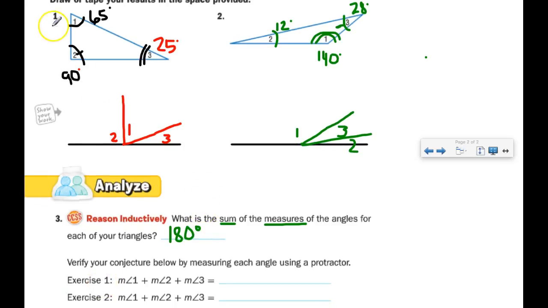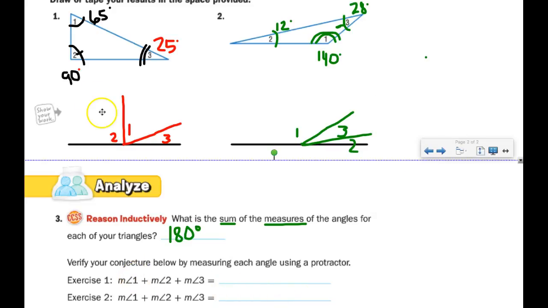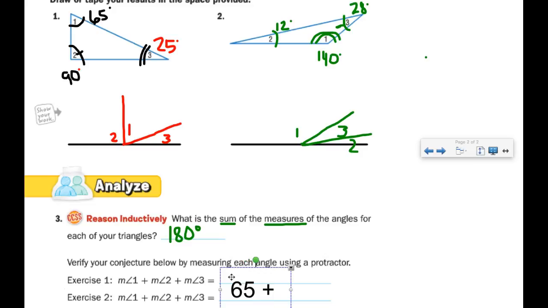So now here's where you really need to correspond the correct measurements. So exercise 1 is right here. Angle 1 is 65 degrees. So I'm going to rewrite this in the order. In fact, I'm going to use my typing skills to do that, just so that it looks a little bit better. So angle 1 was 65, angle 2 was 90, and angle 3 was 25. So it is important here that you put these in the correct order, in terms of corresponding them to the angle numbers that they match.